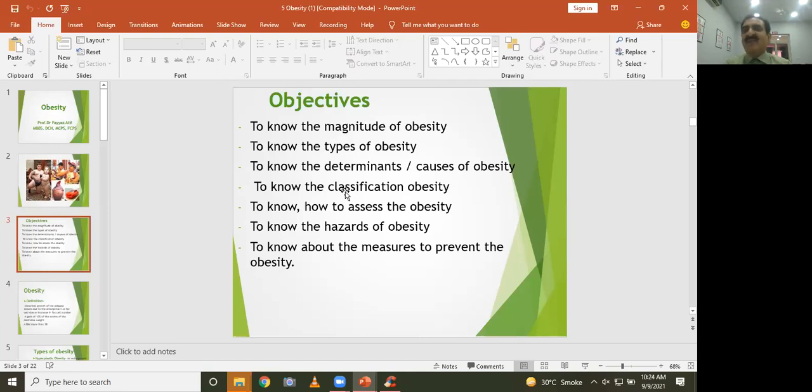And the degree of obesity. And then definitely, what are the hazards related to obesity? Because obesity is a hazard for many diseases. I'll let you know what diseases can occur in an obese person. And lastly, the preventive measures: how we can get obesity prevented at the community level and, particularly, at the personal level.